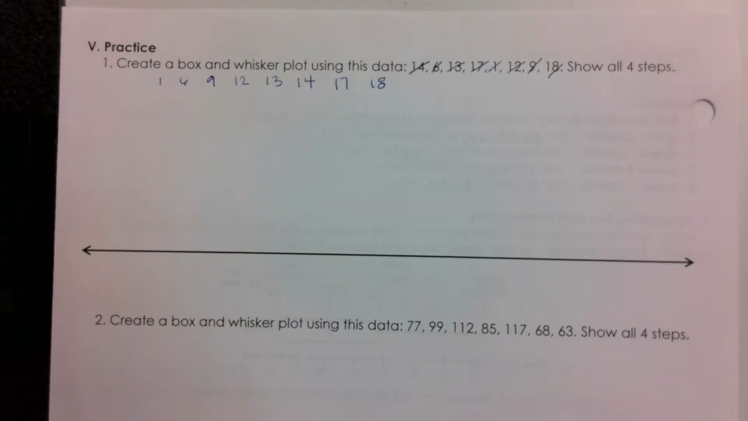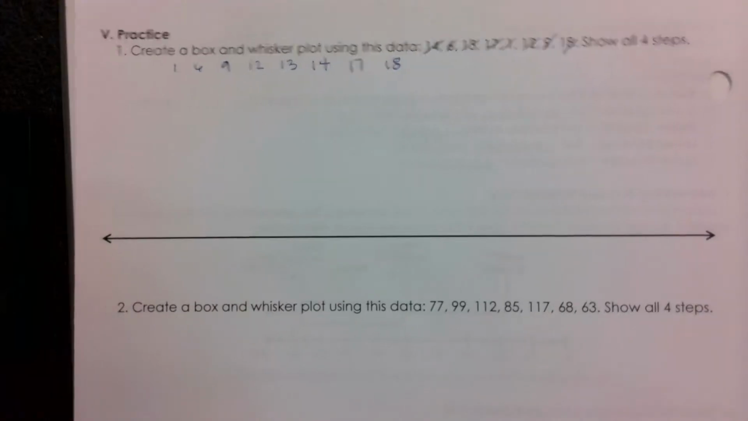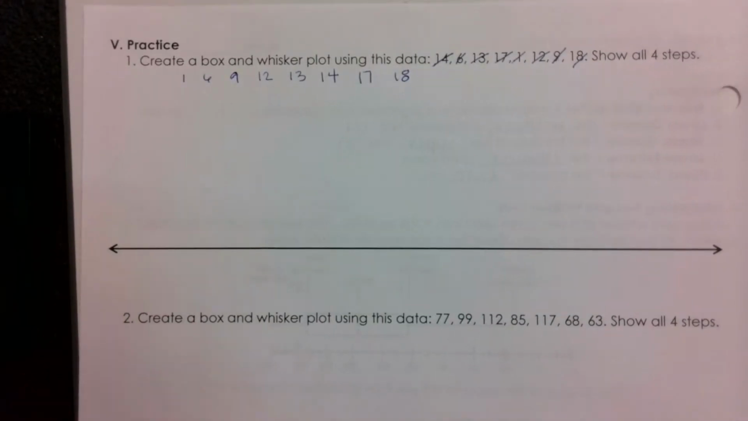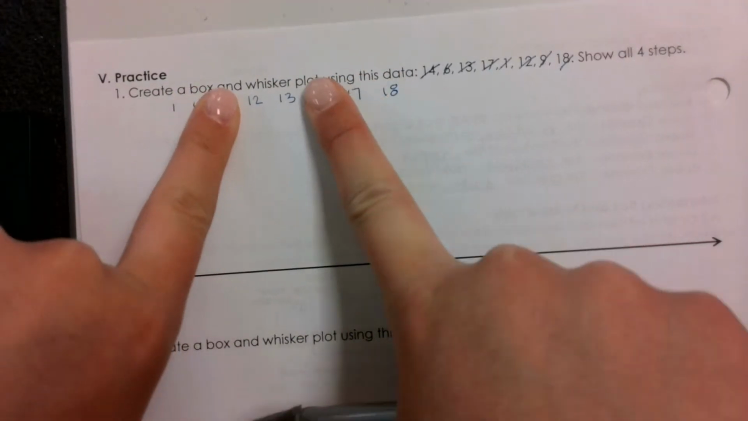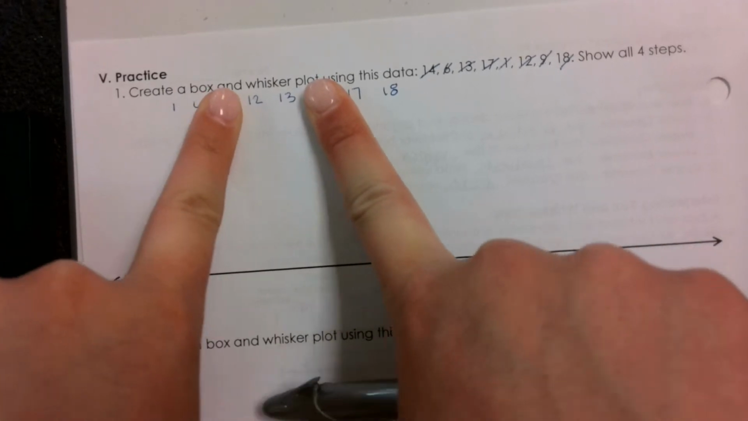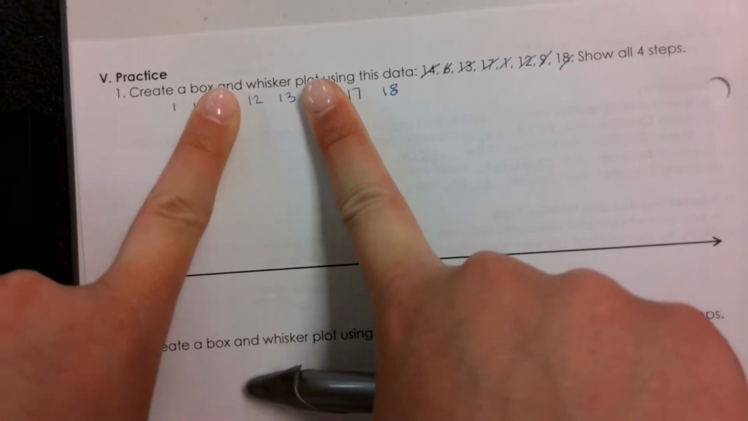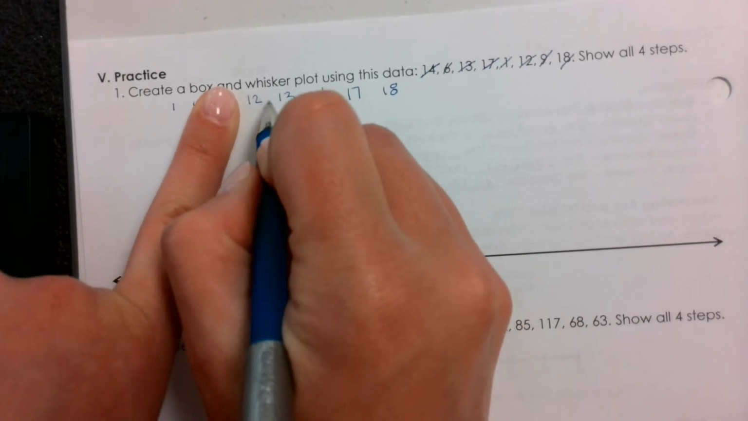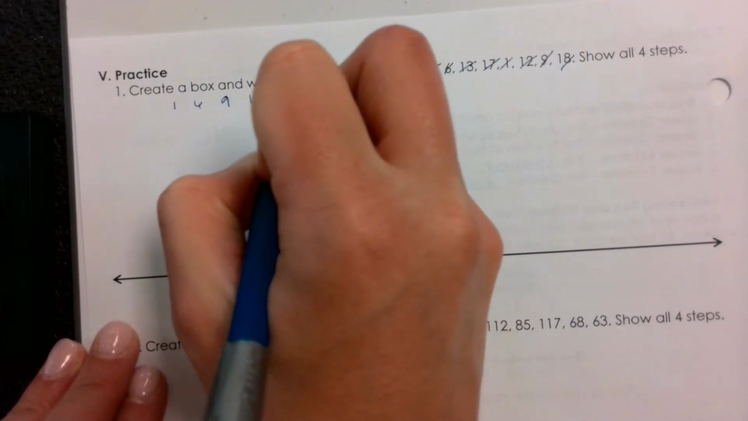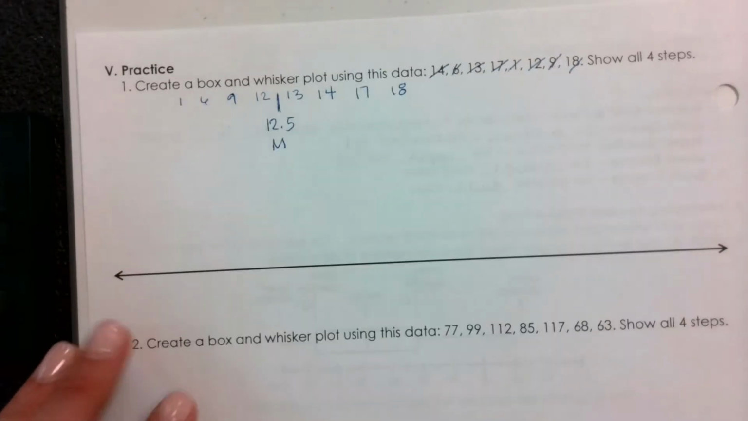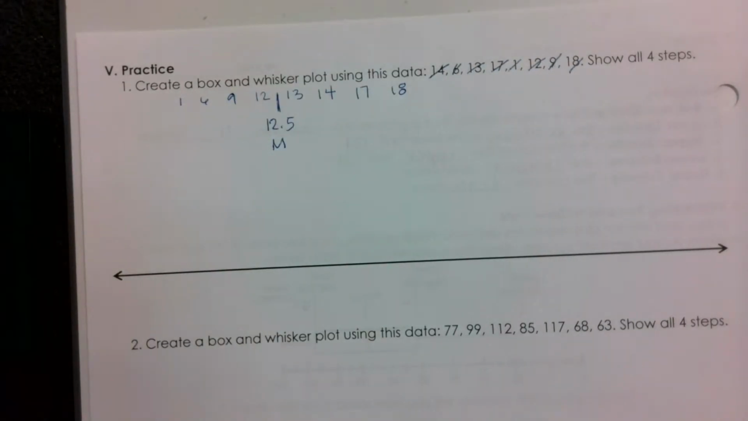Alright, so we got our data in order. Then we want to find our median first, right? So how do we find median? Mark it out so you get to the middle. So 1 and 18, 6 and 17, 9 and 14. Uh-oh, what happens? We're between 12 and 13. So y'all, what's halfway between 12 and 13? So that's your median, 12.5.